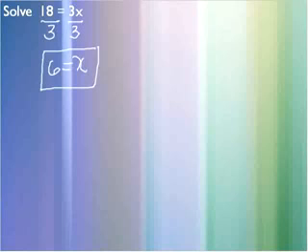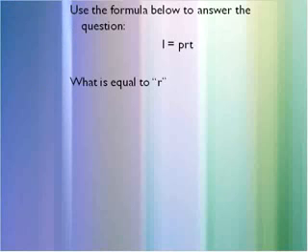If we look at 18 equals 3x, the 3 is multiplying the x. So in order to solve for x, or isolate the x, I need to divide both sides by 3. And so I get a final answer of x equal to 6. Now, how does that help us with this problem? Use the formula below to answer the question. Interest is equal to principal multiplied by rate multiplied by time. What is equal to r? So what they're asking you to do here is to solve this literal equation for r.